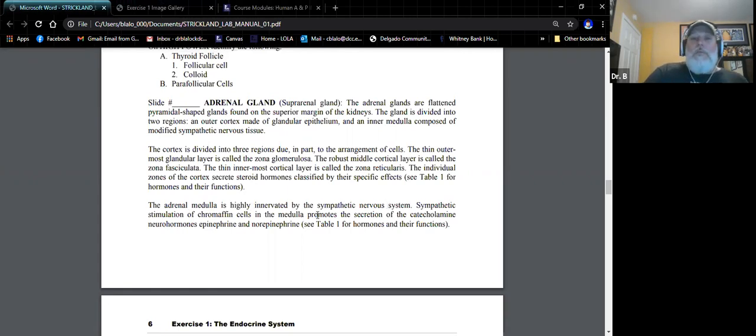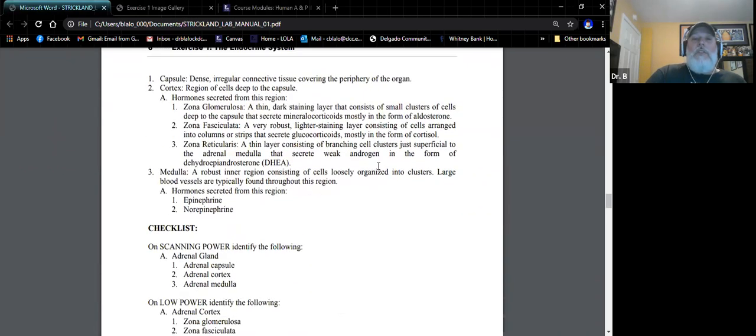All right. So epinephrine and norepinephrine are going to come from the adrenal medulla, and these different layers of the adrenal gland, the glomerulosa, the fasciculata, and the reticularis, are going to be responsible for production of these different hormones. The zona glomerulosa is going to be responsible for production of aldosterone. The zona fasciculata is going to be responsible for the production of cortisol. And the zona reticularis is going to be responsible for the production of DHEA.